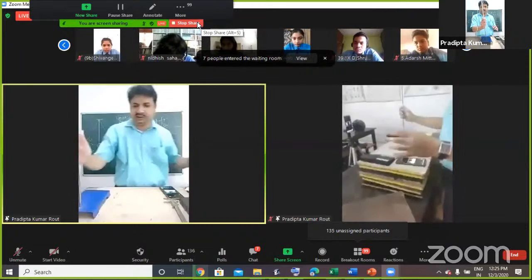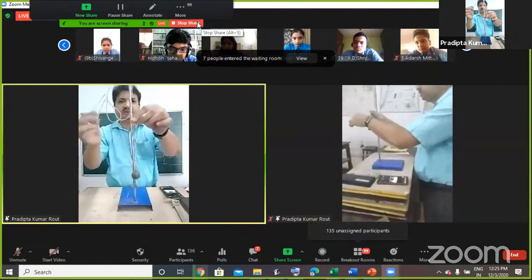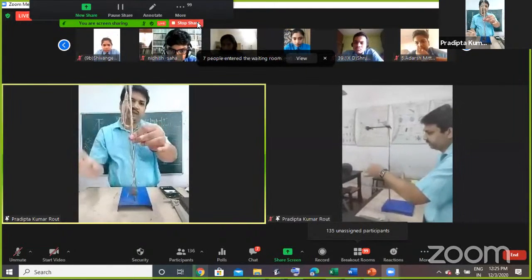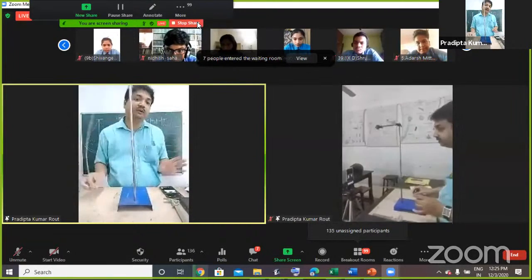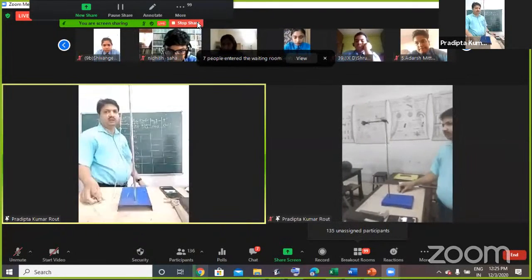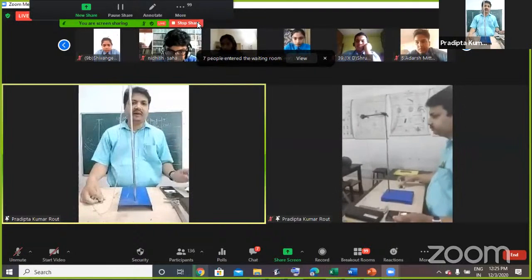Children, this is one clamp stand, and from that, this is one simple pendulum which I have suspended by means of a clamp. This thread which you see, its length I have to adjust so that all these effective lengths can be taken. Now, children, can you tell me what is effective length of pendulum?